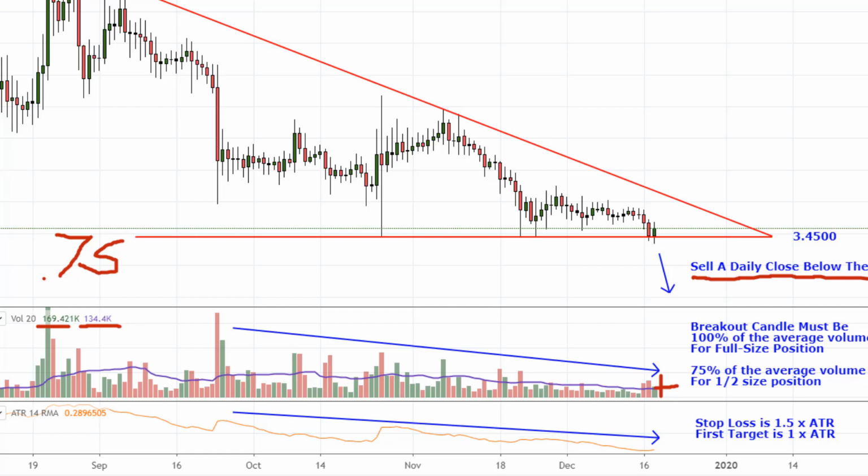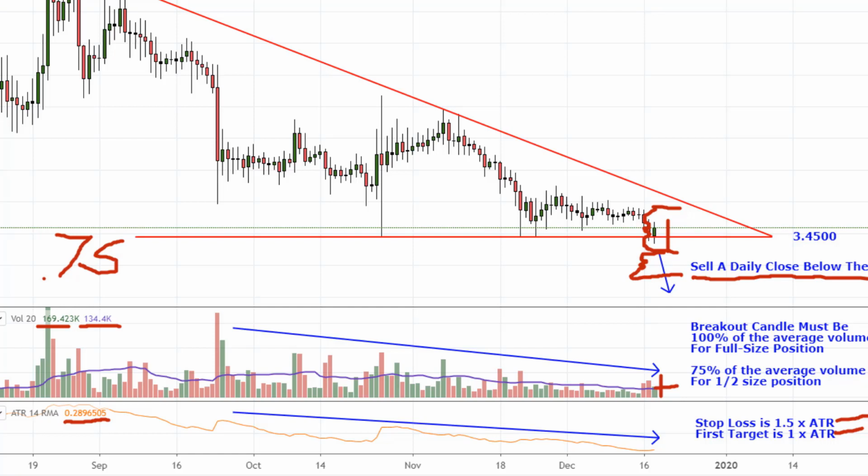The stop loss is 1.5 times the ATR, and the first target is 1 times the ATR. So that means, again, on the breaking candle, let's say it breaks to here and gives us a close right there. That would be our entry. We will then look down here at the ATR. We'll multiply that by 1.5, and we'll measure that up from the entry, and that'll be our stop loss. And we'll measure 1 ATR below the entry, and that will be our first target.